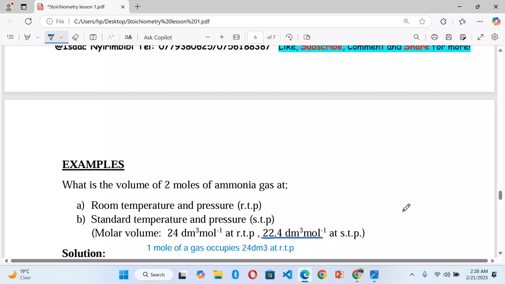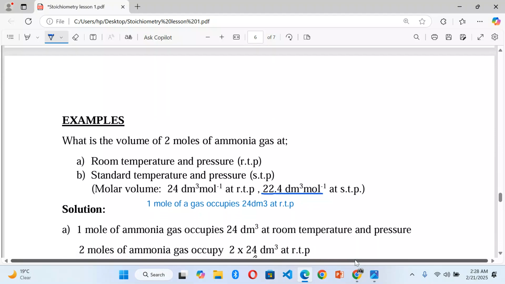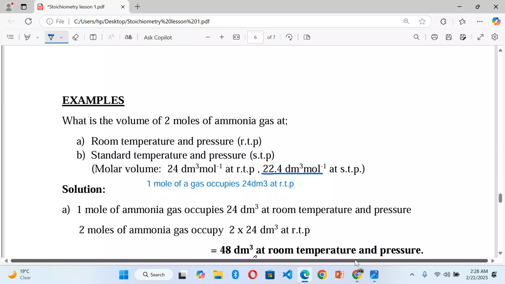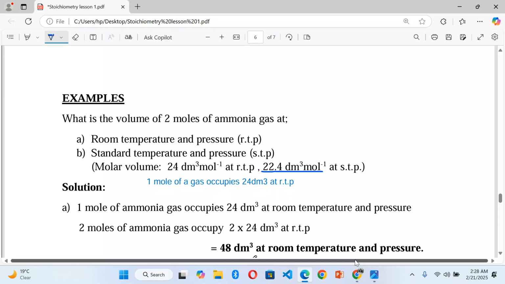Where are they getting this from? From our table that we have summarized up there. Please feel free to pause and note down. Put these notes down, and then you'll be able to practice the questions which I'm going to leave for you, and then you'll be able to share your findings in the comment section. Let's look at the solution. So we are going to find the volume of the 2 moles of ammonia at room temperature and at standard temperature and pressure. Part A.